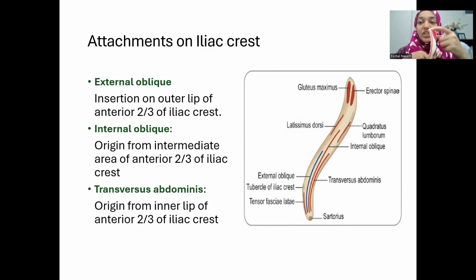Moving on, we have the internal oblique, which is this red line, and this internal oblique originates from the intermediate area of the anterior two-thirds of the iliac crest. Then this third red line is the transversus abdominis, which originates from the inner lip of the anterior two-thirds of the iliac crest. This one, right next to it in the iliac fossa, is the iliacus muscle. Don't confuse it. So this is the external oblique, this is the internal oblique, and this is the transversus abdominis.